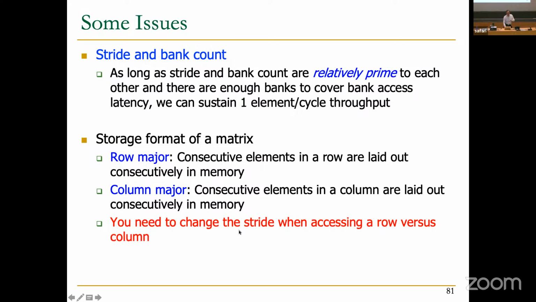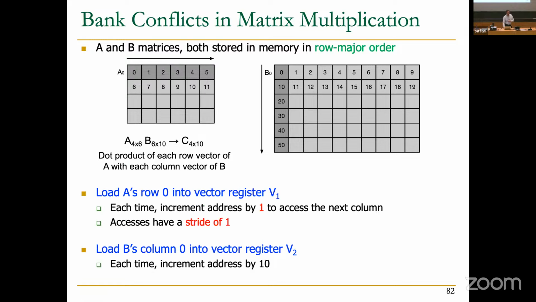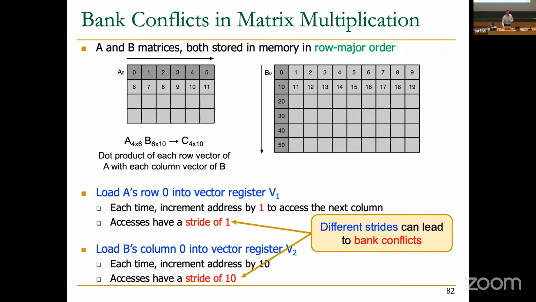So basically, you need to change the stride when accessing a row versus column. And we've already seen this. The purpose of the initial example was that different strides can lead to bank conflict. This is a stride of 1, this is a stride of 10. But now when you start doing something else, when you start multiplying this array with some other array, then you may actually start getting bank conflicts.